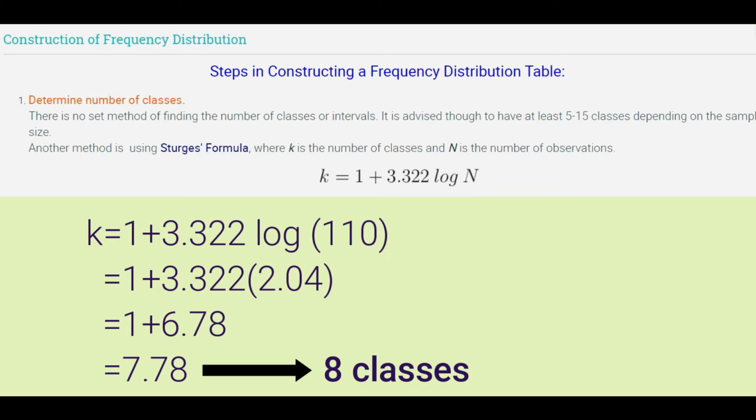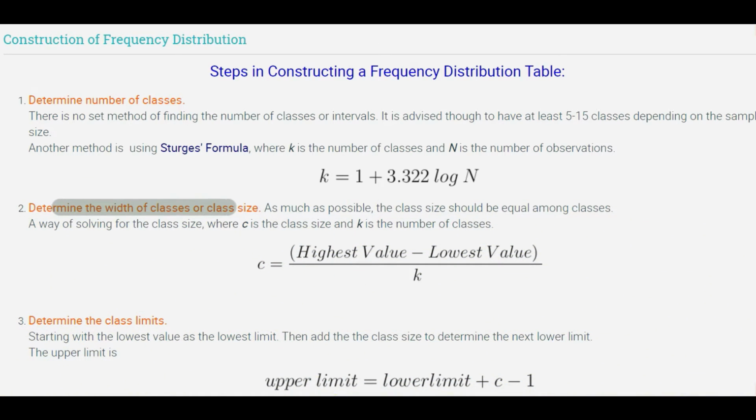The next step is to determine the class size. As much as possible, the class size is uniform among classes. A suggested way to solve this is to relate it to the number of classes k. Suppose C is the class size. Then the class size C is just equal to the range over k.